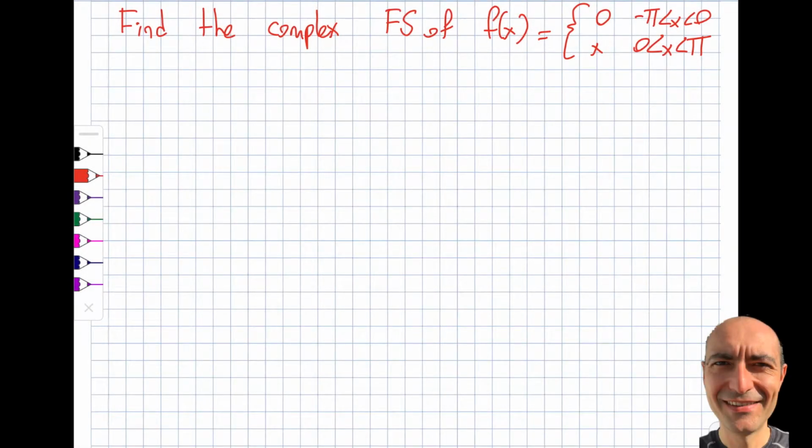Alright, now I'm going to go ahead and solve a question you can see over here. I'm interested in finding the complex Fourier series of this particular function. It's a piecewise function. When x is between minus pi and 0, I have 0, which is good. And in the positive range, 0 to pi, I have myself an x.